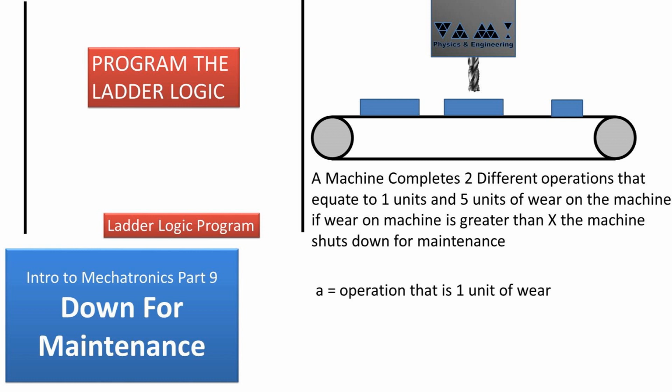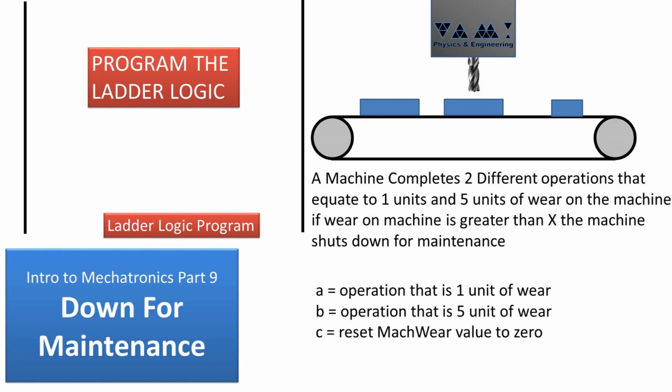maintenance. The values I will be using for inputs are A, which is true when the operation that is 1 unit of wear is run, B, which is true when the operation that is 5 units of wear is run, and C, which resets the machine wear value to 0. We will be assuming that these are all wired normally open. Then we have one output, which is X1, which shuts down the machine for maintenance.